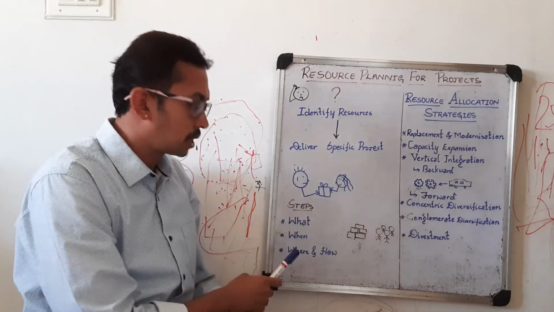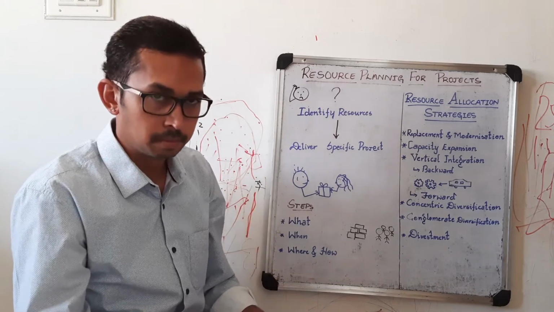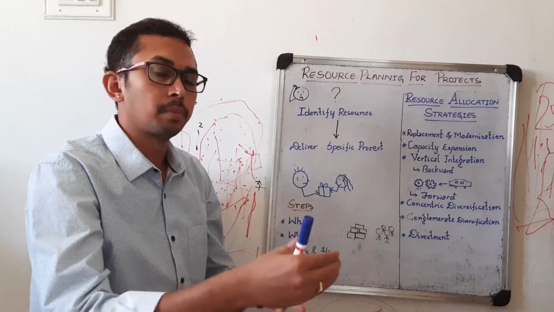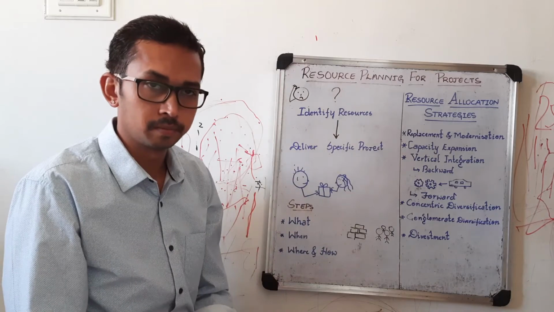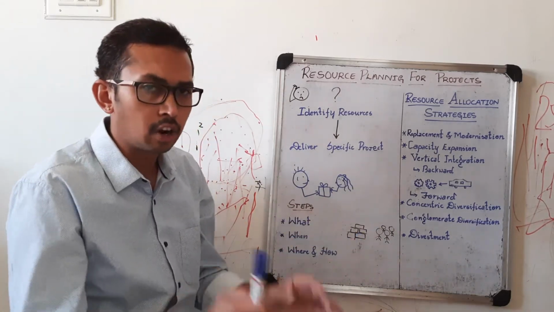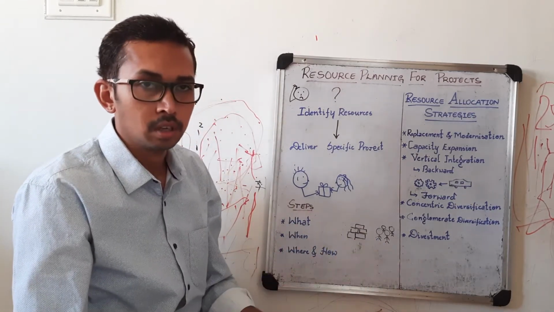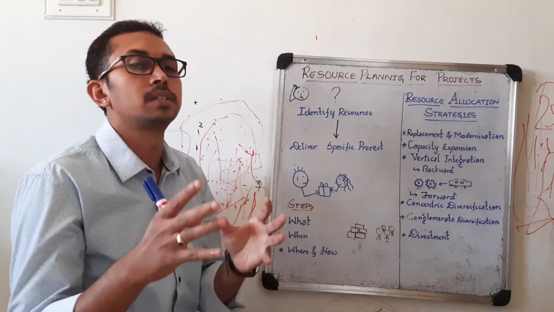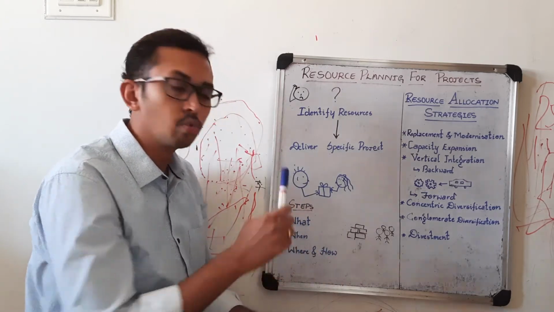There are 3 steps: what, when, where and how. Step number 1 is what. To complete or undertake any project, what are the resources that you require? The resource may be in terms of equipment or raw materials, or in terms of human resources. Skilled laborers are required, or persons with specific domain knowledge are required. So that we have to identify in the what step.